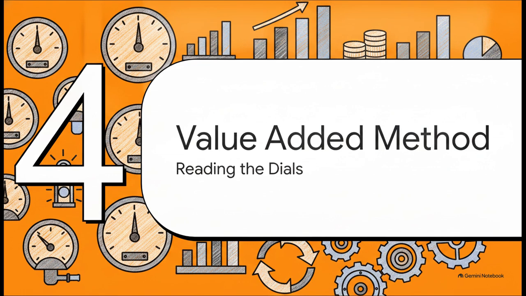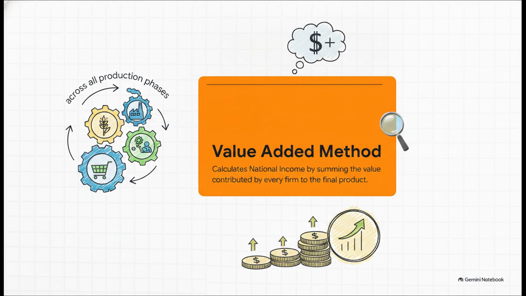Section 4. The Value-Added Method. Reading the dials. This is Method 1. All right, now we enter our final act. How do economists actually read the dials of this giant engine to calculate national income? Well, they use 3 very specific calculation methods, and we're starting with the value-added method. You might also hear it called the product or net output method. This calculates national income by literally summing up the value contributed by every individual firm to the final product across all the different phases of production.